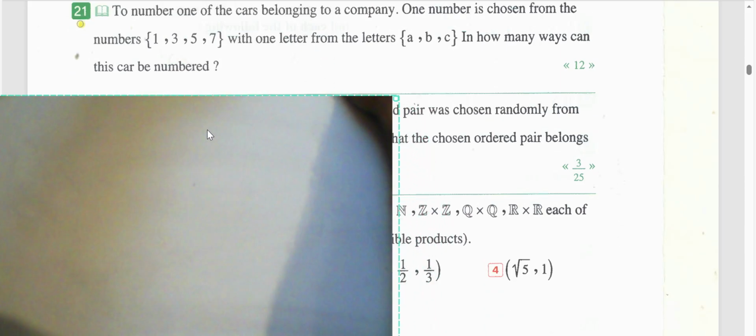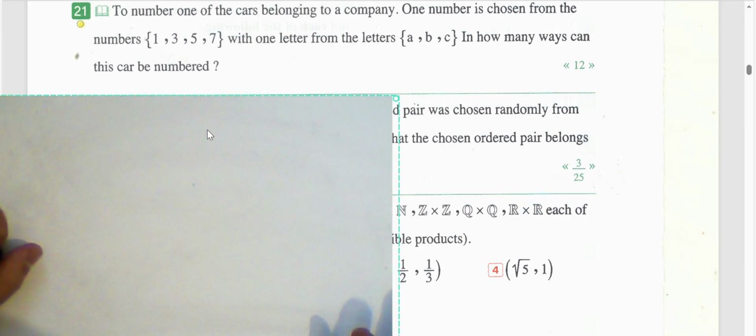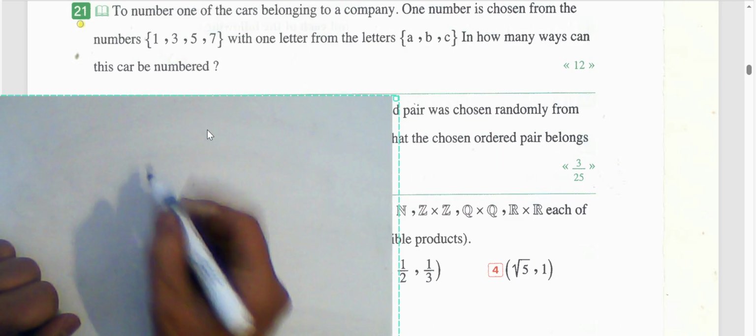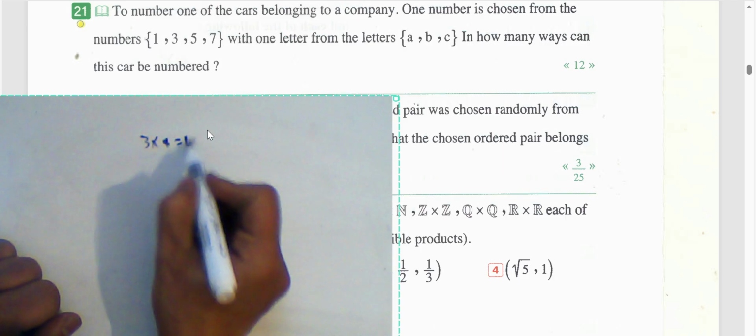Number 1. The number of cars belongs to a company: a number chosen from 1, 3, 5 and 7, with 1 letter from A, B, C. How many ways can it be numbered? We can multiply 3 times 4 equal 12. The number of ways is 3 times 4, which is 12.